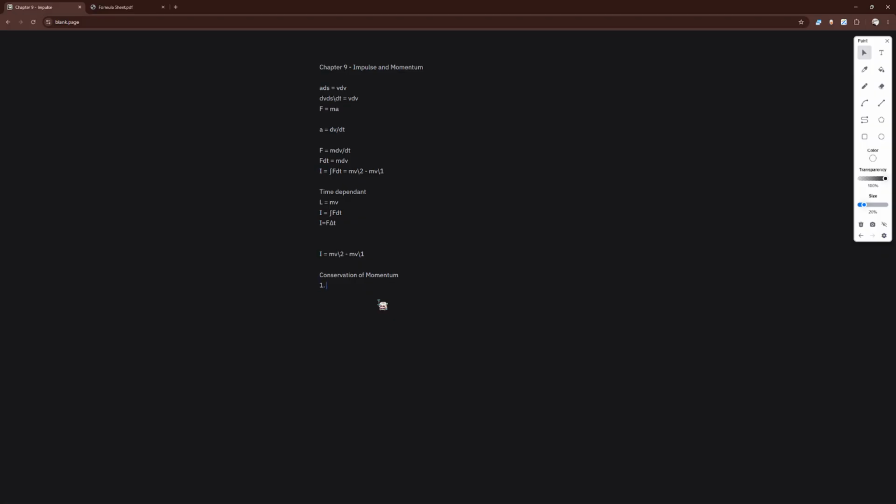Scenario 1 is two bodies collide. Scenario 2 is two bodies collide and stick together. Scenario 3 is two bodies collide, and one reacts. Scenario 1, where both bodies have a reaction, is two bodies collide and both react. So those are our three scenarios where we have conservation of momentum.